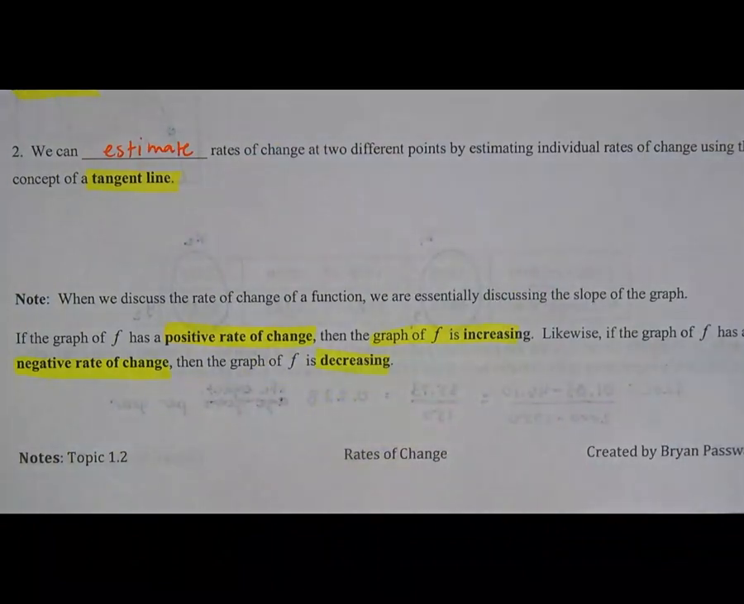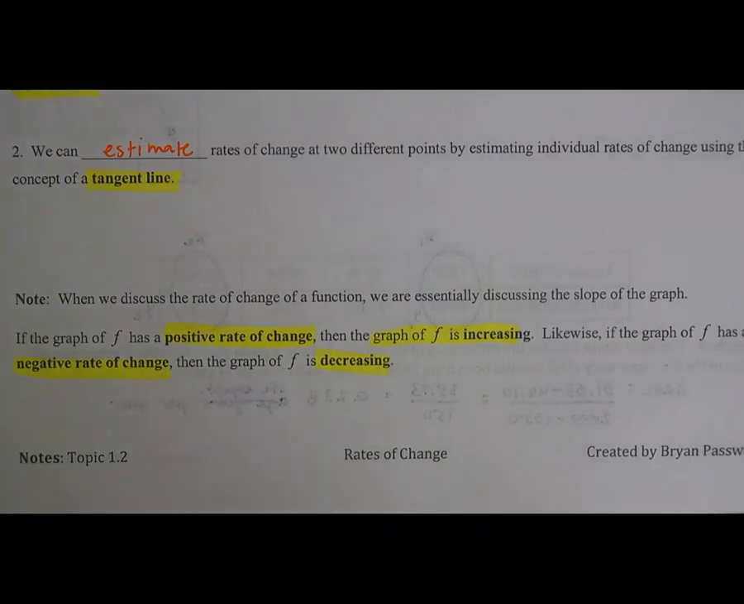On Friday, we just practiced eyeballing where graphs were increasing and decreasing, and most of you don't have any trouble with that. But I want you to put that together now with the idea of rate of change. If the rate of change is positive, the graph is increasing. And if the rate of change is negative, the graph is decreasing. Now turn the page.